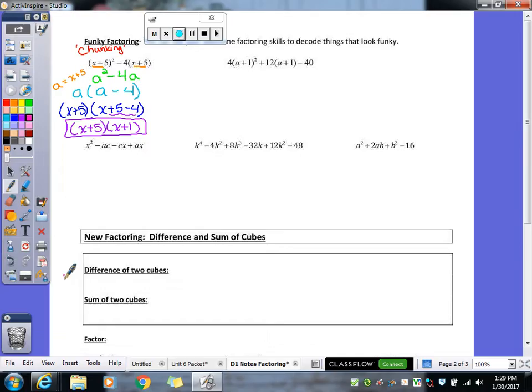So if we look at the next one, again, that one looks pretty tricky, but we're going to pick a letter to substitute in. We can use x for the next one because they didn't already use x. You want to use W? So I'm going to say W equals 1.